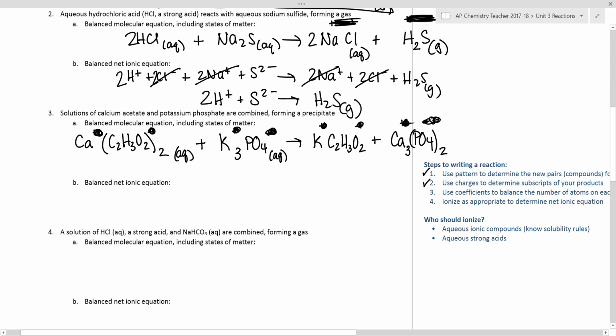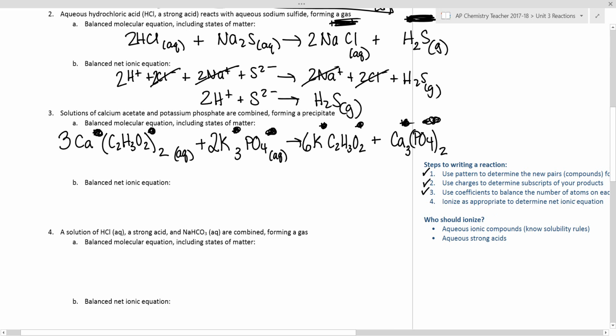Next step, I'm going to use coefficients to balance the number of atoms. Notice how in steps 1 and 2 I didn't worry about how many calciums or potassiums there were. I just figured out what I'm making, and now I'm going to balance. Over here, it looks like I have 3 calciums, so let's try putting a 3 over here. That gives me 3 calciums. It also gives me 3 times 2, 6 acetates, so I'm going to put a 6 right here. And if I need 6 potassiums over here, I need to put a 2 in front. So now I've got 2 times 3, 6 potassiums, 2 phosphates, so I am all balanced. So step 3 is done.